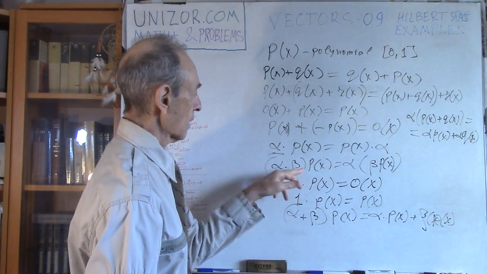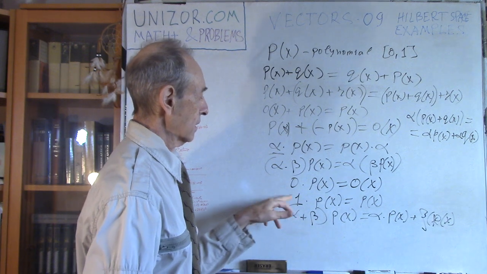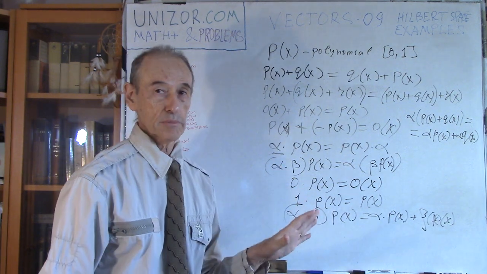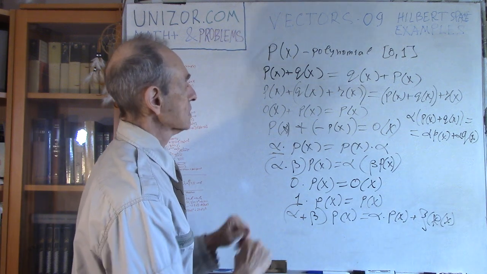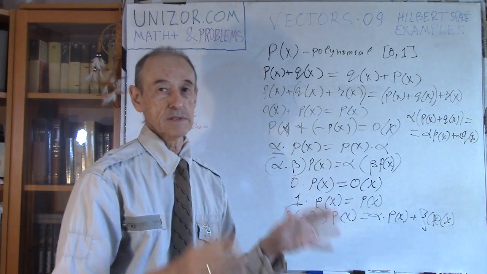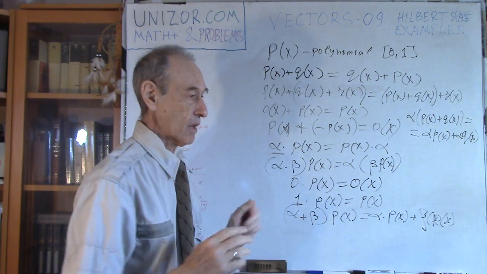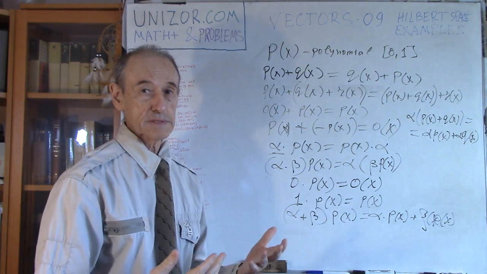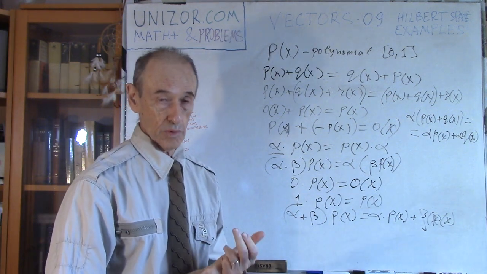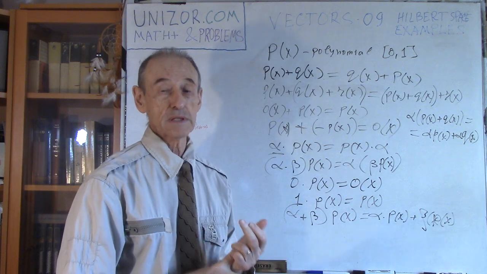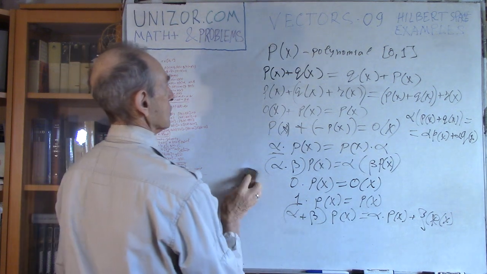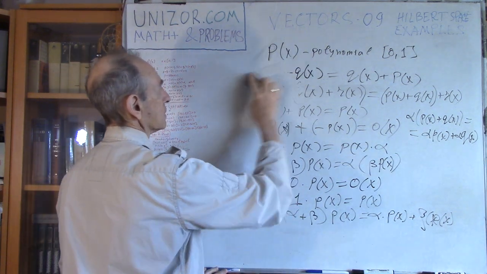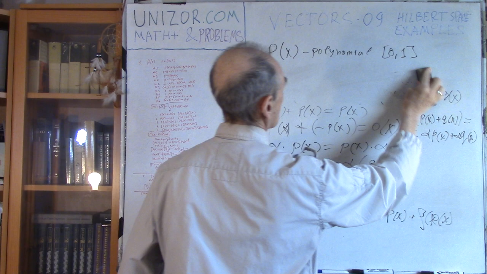So these coefficients, alpha, beta, 0, 1, they're all real numbers. We'll talk about complex numbers separately. So all these are satisfied, so it's a linear vector space. Now, to become a Hilbert space, we need two more things. One is definitely a scalar product. So what is a scalar product in that particular case?